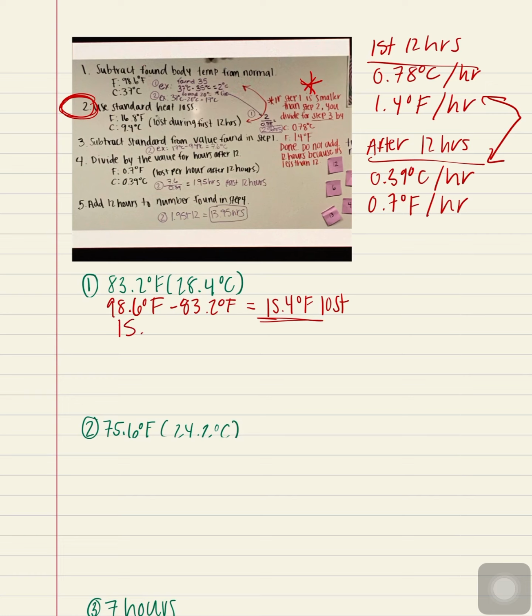So I'm going to take 15.4, and I'm going to divide it by, well, actually 50.4 degrees Fahrenheit divided by 1.4 degrees Fahrenheit, and that is going to give us a value of 11 hours.